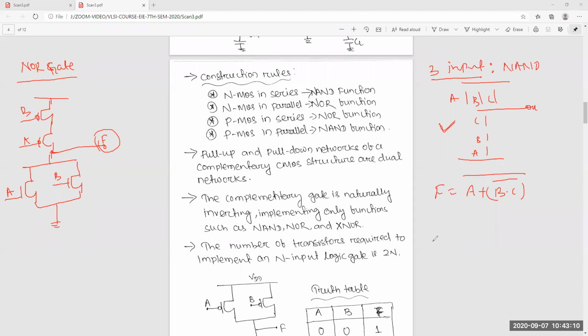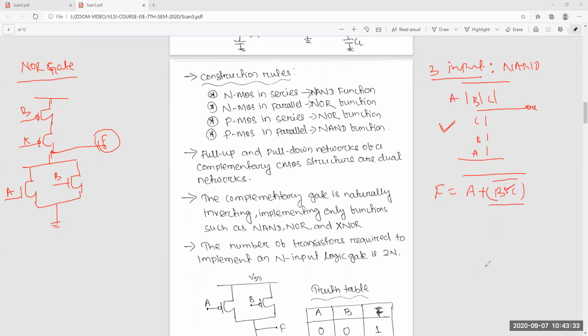So for the pull up network, for BC, there will be a NAND first connected. First you will see that this part is actually a NAND gate. Okay? Yes or no? Yes, sir. So NAND gate.